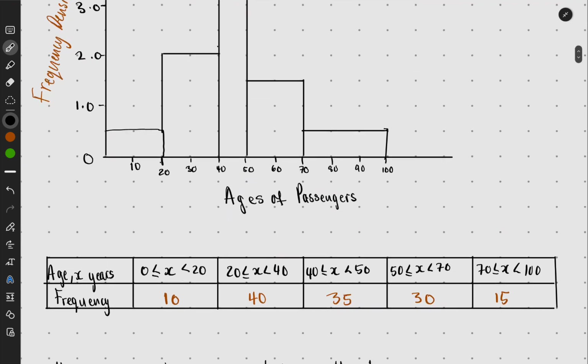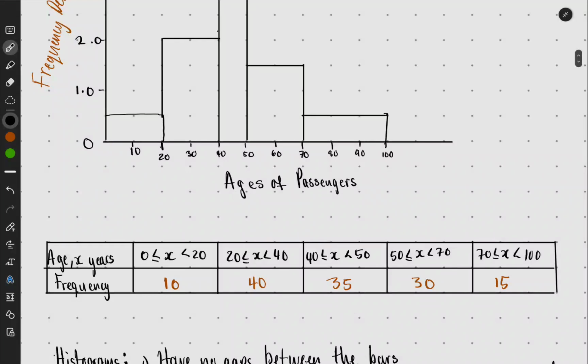Now, when we represent this group data, it must be grouped and continuous. So if you see this, I want you to look at the bounds. Here, it is saying 0 to 20, and here it is not saying 21 to 40. No, it is saying 20 to 40. So this is definitely continuous.